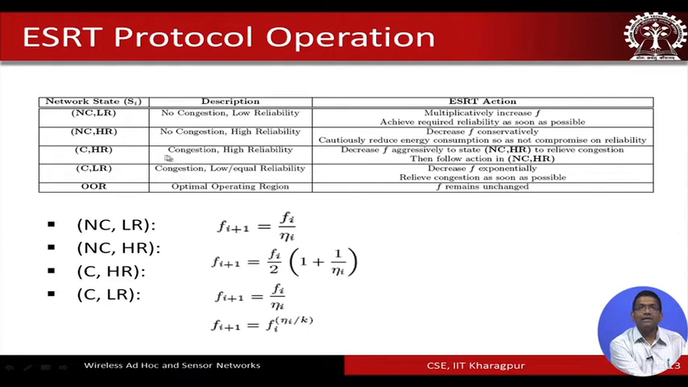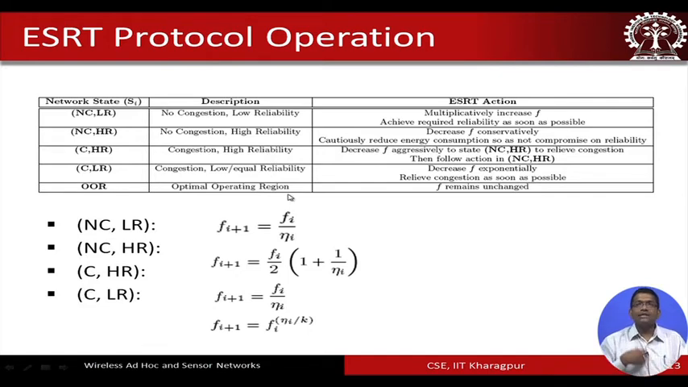If it is a state of no congestion and high reliability, ESRT prescribes to decrease f conservatively and cautiously, to reduce the energy consumption so as not to compromise on reliability. Then we have the case of congestion and high reliability, where ESRT prescribes that you decrease the f value aggressively to the state NCHR, that means no congestion, high reliability, to relieve congestion, and then follow the action in NCHR, and likewise for the other two states as well.